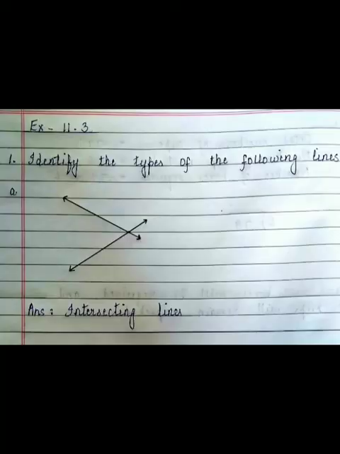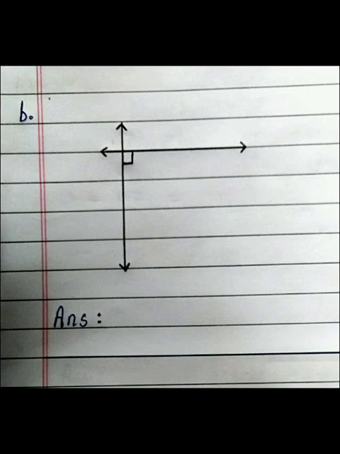Right answer, intersecting lines. In question number B, the lines are intersecting and forming a 90-degree angle.